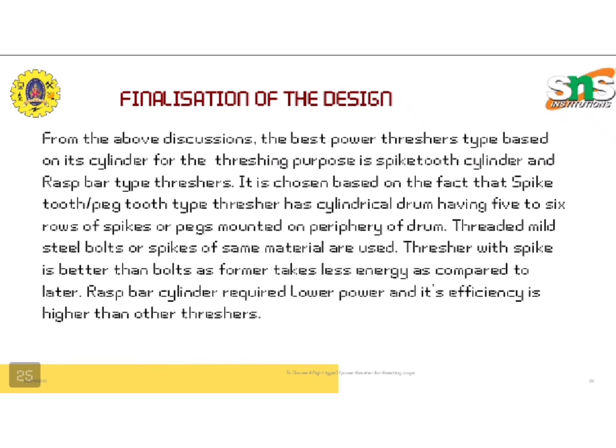Finalization of the design: from the above discussion, the best power thresher type based on the cylinder for the threshing process is the spike tooth cylinder and rasp bar type thresher. It is chosen based on the fact that the spike tooth has 5 to 6 rows of spikes or pegs mounted on the periphery of drums and threaded wheels. Steel board or spikes of the same material are used. A thresher with spikes is better than bolt or formed, taking less energy as compared to the latter. Then the rasp bar cylinder has lower power and its efficiency is higher than the other threshers.